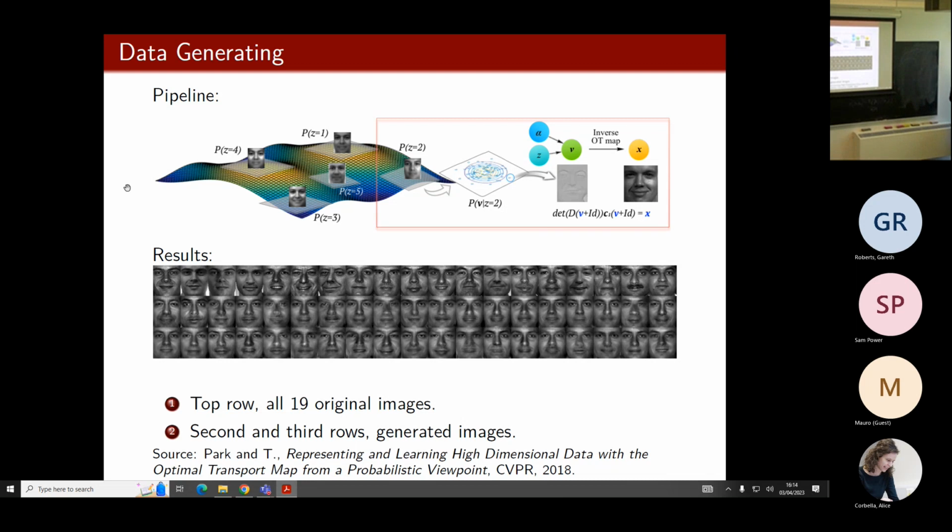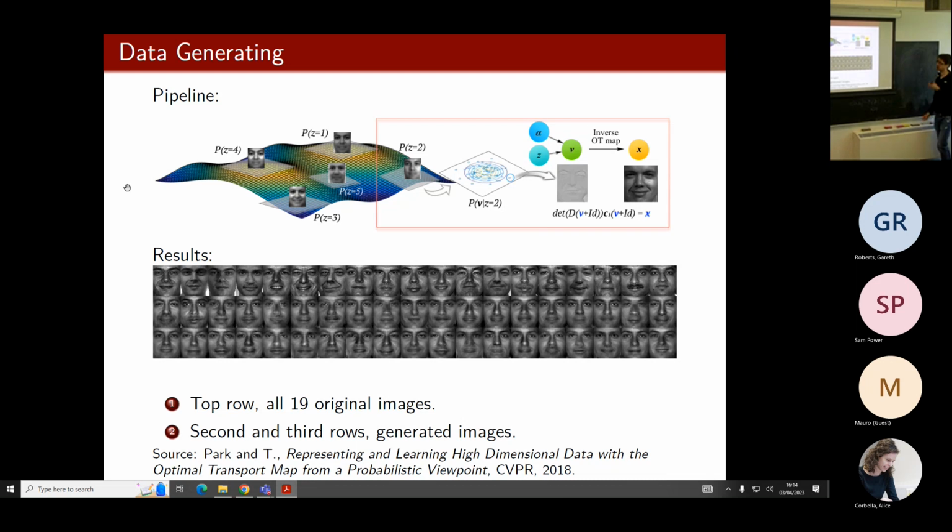The gray image there, I'm wondering what it is. I think it's probably the representation of the velocity field. The velocity field is the tangent vector, and from that you can get back the optimal transport map.